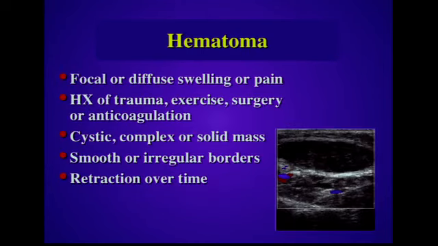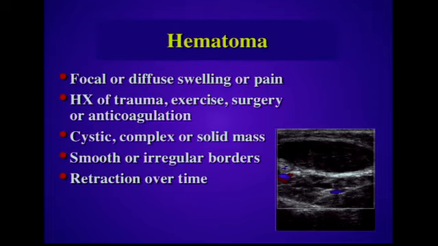Hematoma is another soft tissue abnormality that we may encounter during our lower extremity duplex examinations. Hematoma may be a focal abnormality, or it may present as diffuse swelling in patients that have underlying pain. One important thing is to elicit a history of trauma, prior vigorous exercise, surgery, or anticoagulation. These are important factors when considering the etiology of masses in the soft tissues. The mass may be cystic, complex, or solid in nature, and may have smooth or irregular borders.